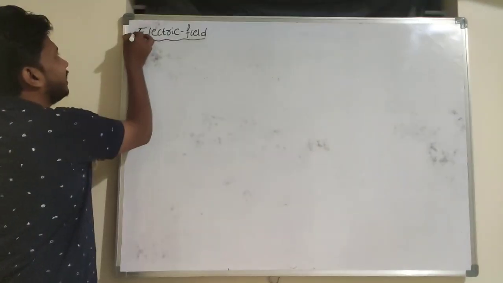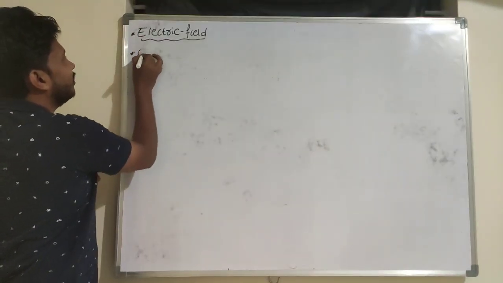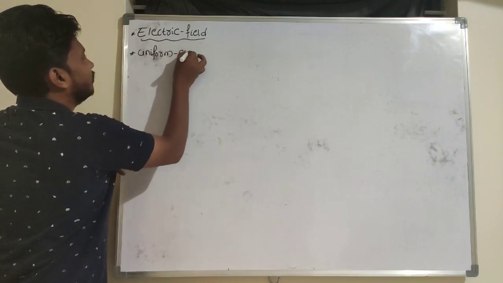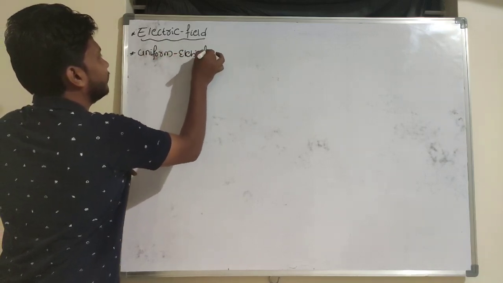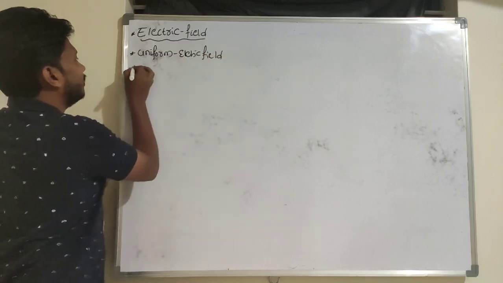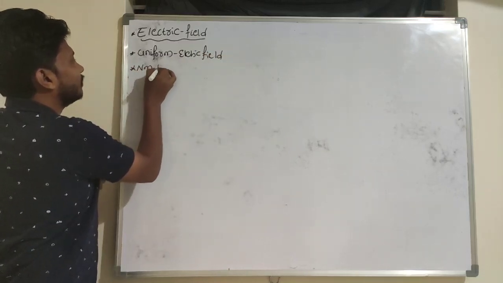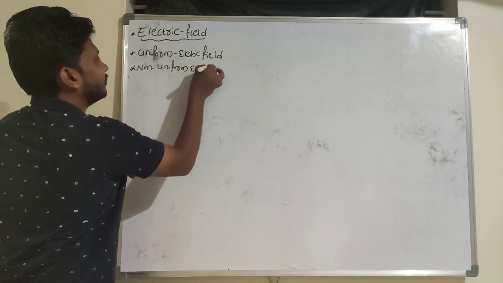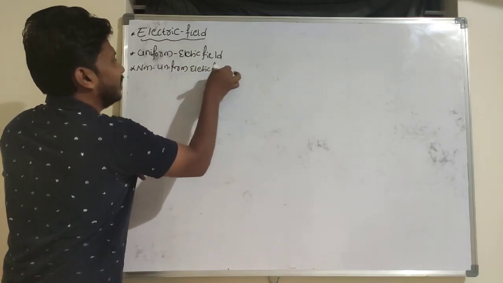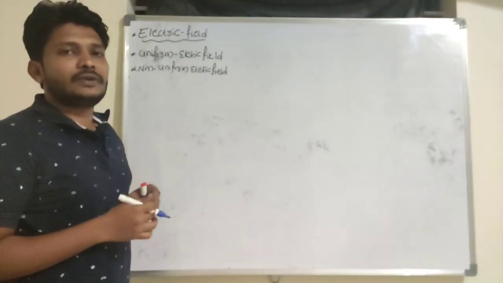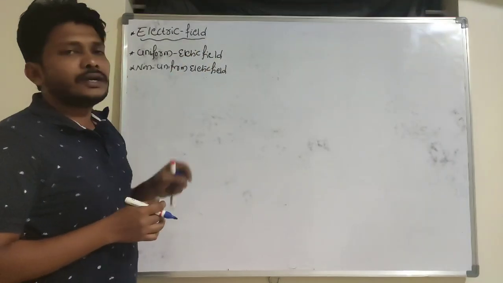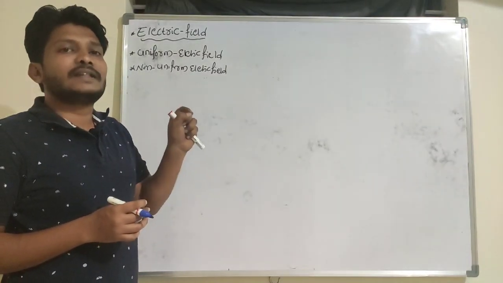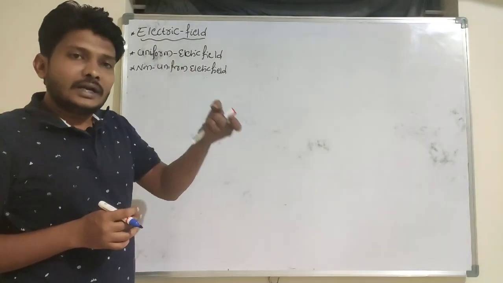In the case of the electric field, I will consider the uniform electric field and the non-uniform electric field. What is the uniform electric field? A uniform electric field means the strength is the same at different points.